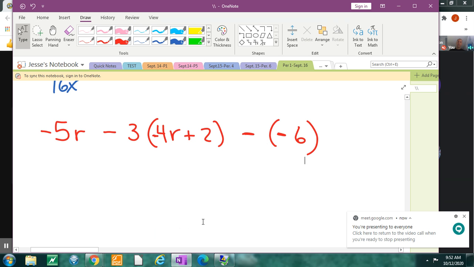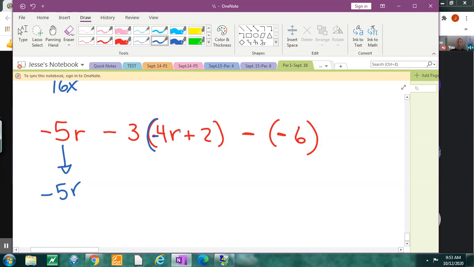So what do I do first? You have to read the whole sentence. Negative 5r. Nope, I didn't say multiply by. Negative 5r minus... oh, I didn't see multiplication, so I have to what? Drop it down. Okay, so drop it down. Negative 5r. So the next one, minus 3 times negative 4r plus... oh, yeah, I have to do multiplication first, so I have to do that. I got to do something with the green.